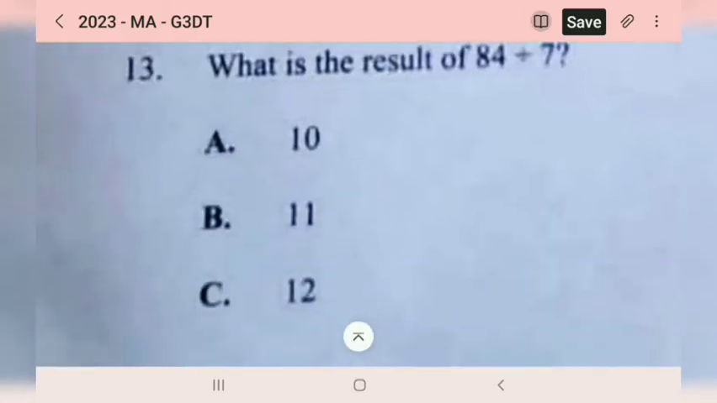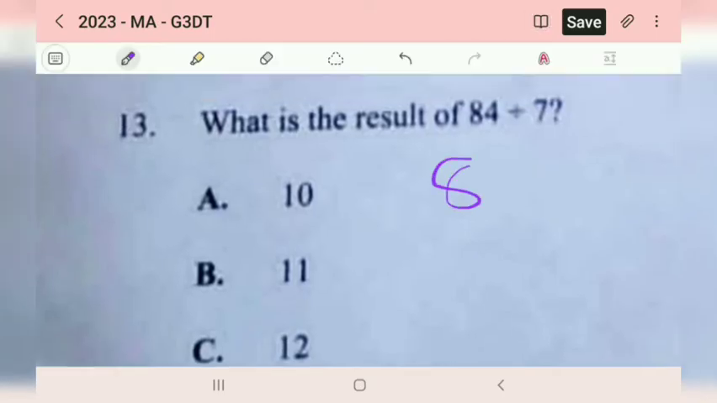Moving on to number 13. What is the result of 84 plus 7? So let's put down our 84 plus 7. 9 plus 4. Let's take one from the 4, put on the 9, make it 10. We're left with 3. 9 and 10 and 3 is 13.